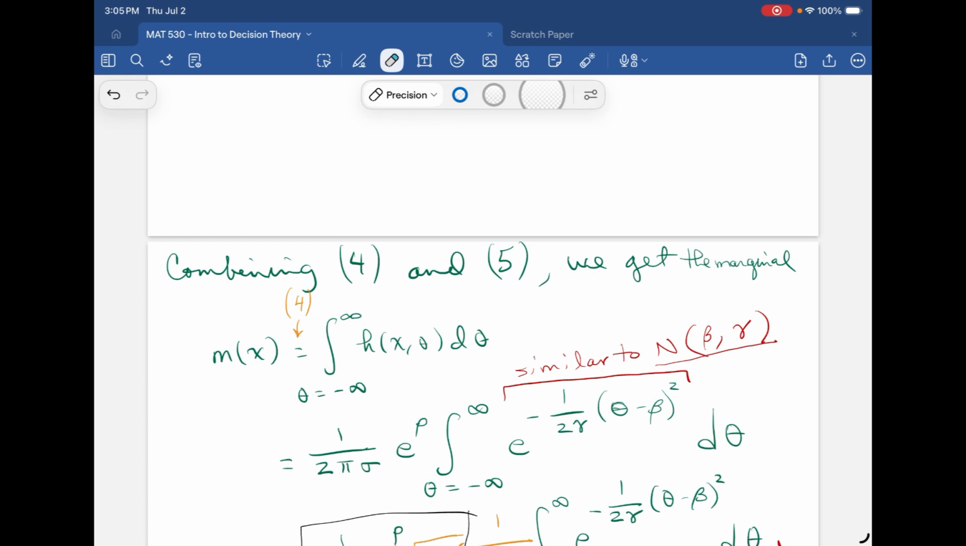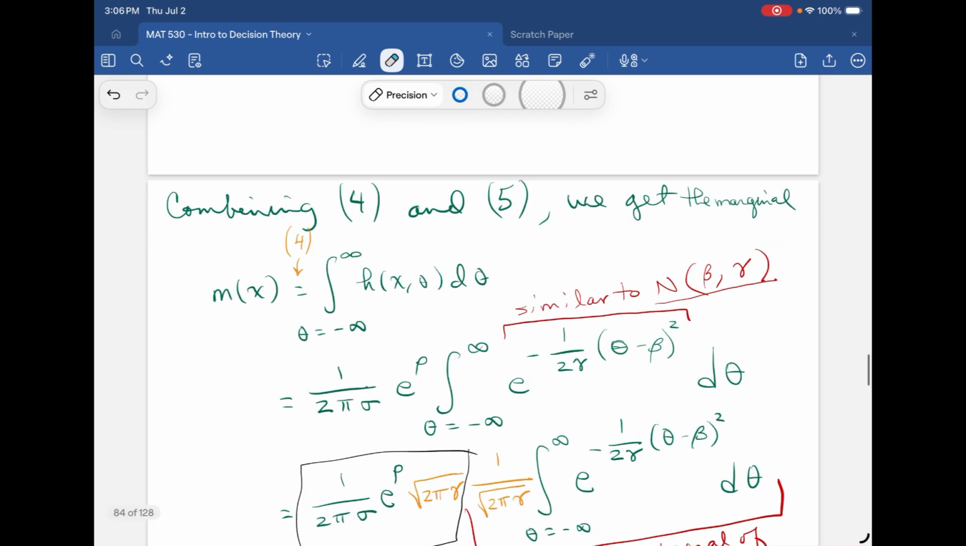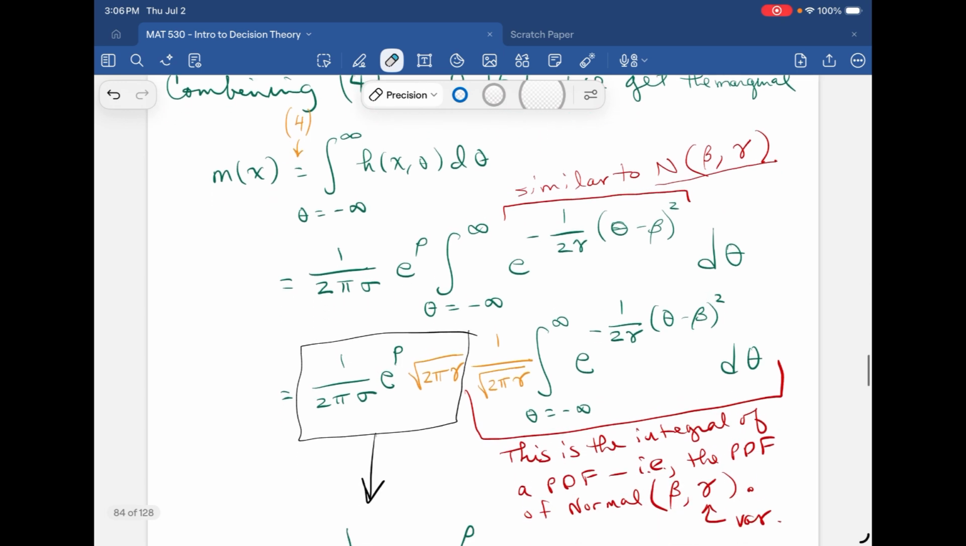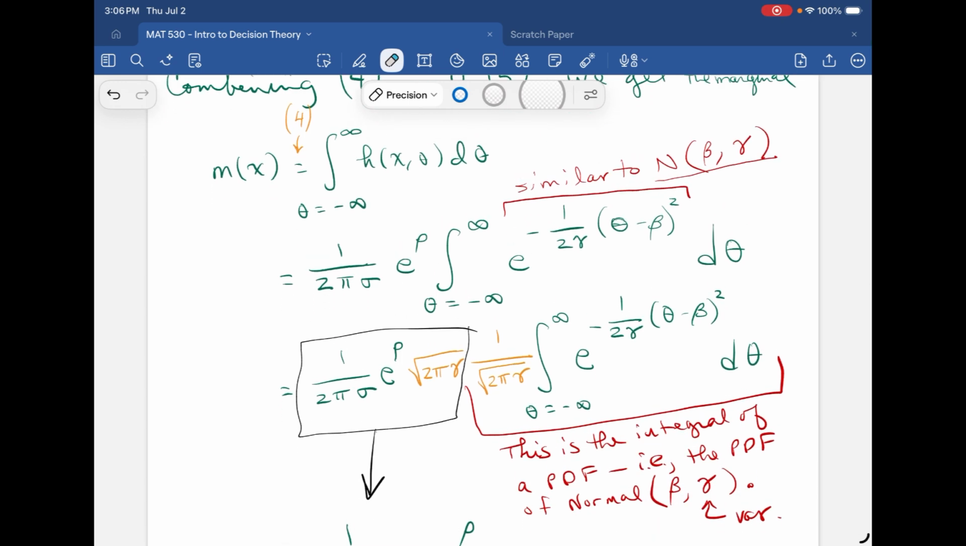So what we need to do is make sure we have our distribution sheet handy, or wherever you have this information. And if you're new at this, I think it's helpful to just multiply and divide by the normalization constant. And let's see how that works. So we're going to take the 1 over 2 pi sigma squared times e to the rho, move that over a little bit, and then multiply and divide by the square root of 2 pi gamma. And then you notice that what I have highlighted in red there is exactly the PDF of the normal distribution with mean beta and with variance gamma.